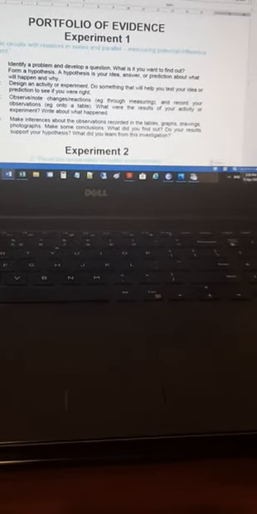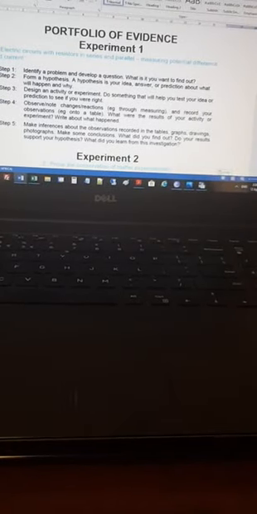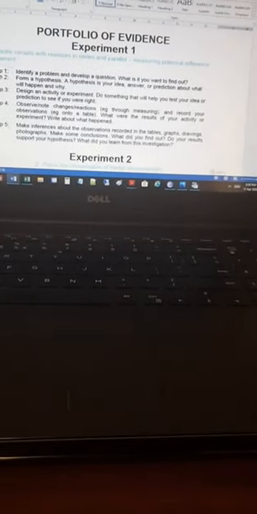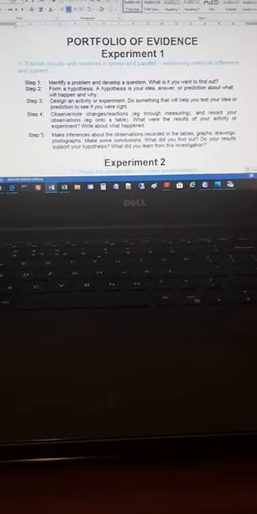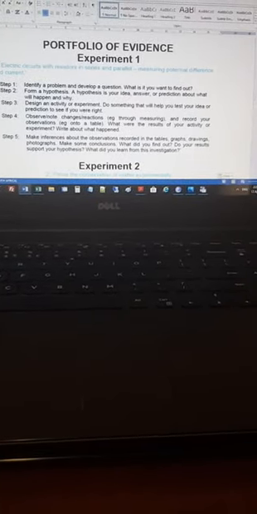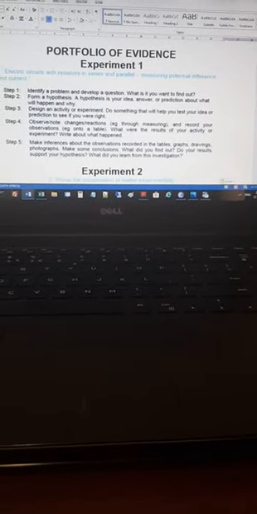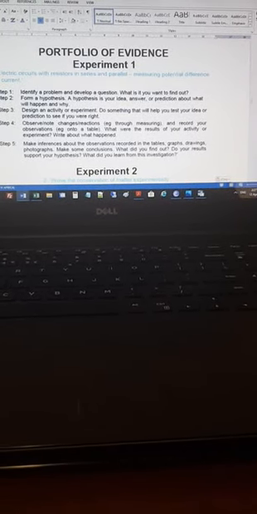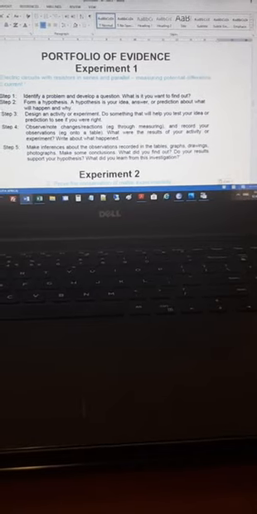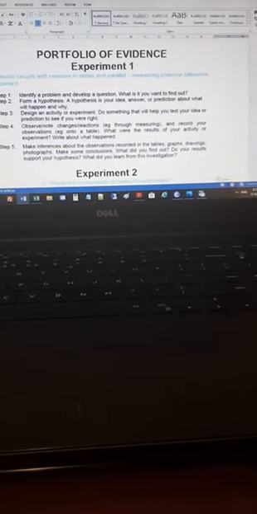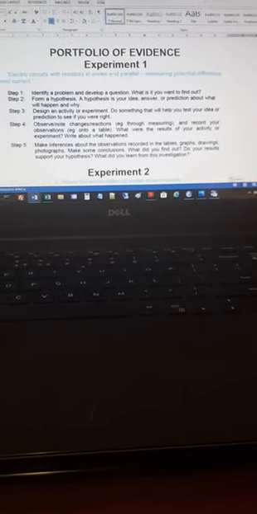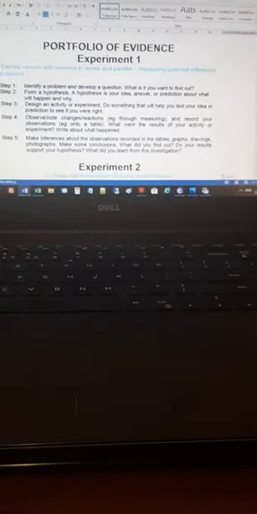Now, let's look at the prediction for parallel. Look at the words I'm choosing. A hypothesis doesn't say it is the way it is. It says it may, or if. So let's say if resistors are placed in parallel, it will decrease the total resistance of the circuit, and that will then increase the current. Can you see? Now, that is my experiment.